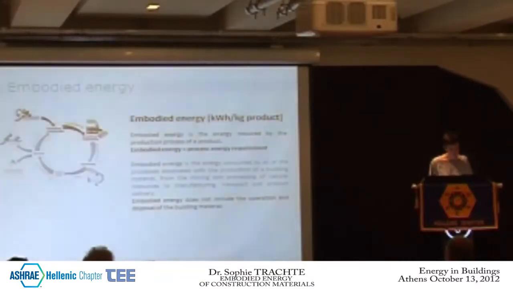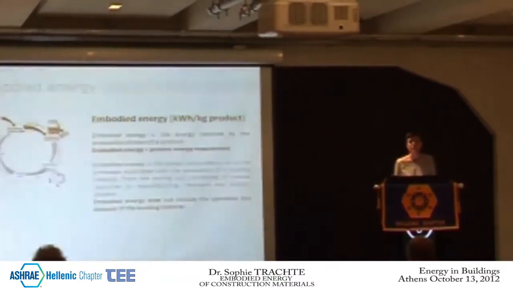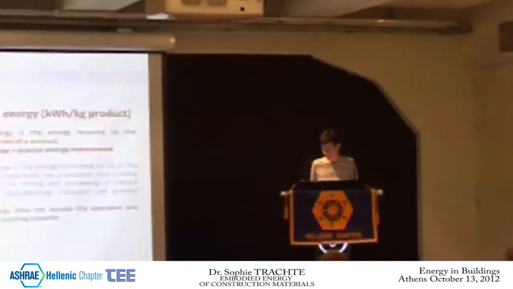Now we could go to the subject of today, embodied energy and grey energy. I would like to make the difference between the two terms, because in English there is a difference. Embodied energy is the energy required for the production process of a product. It's only for the production, as you see in the picture there. So embodied energy does not include energy requirement for transport, for implementation, for disposal of waste.